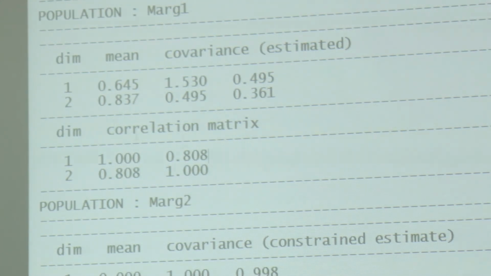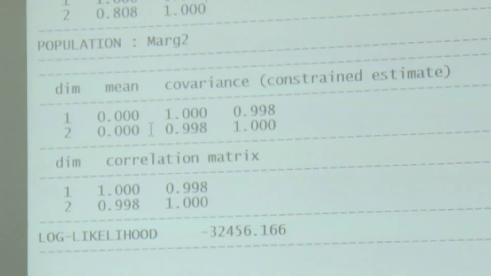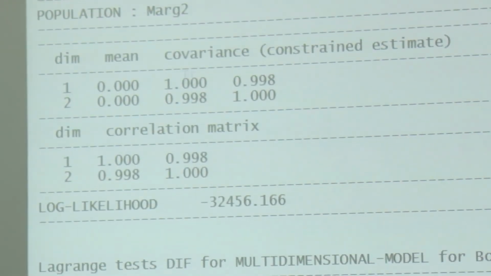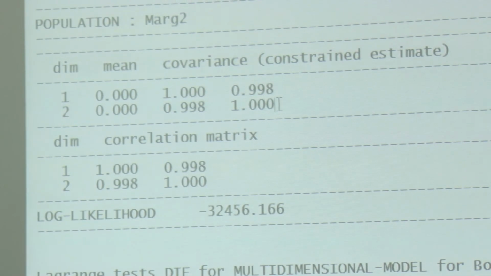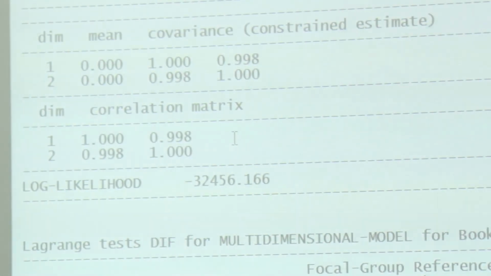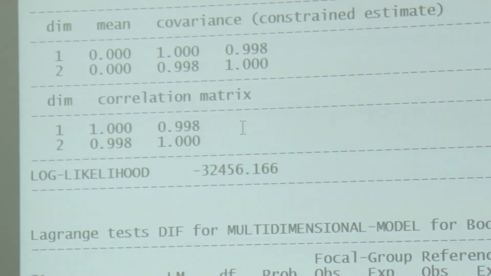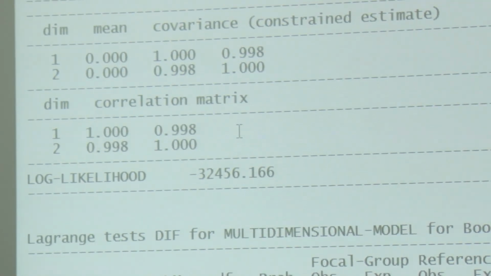Yeah, and here the same story for the boys. So for the boys, the mean is fixed to 0. And secondly, the covariance matrix is constrained to a correlation matrix in order to identify the scale. And then you see that the correlation for the boys is higher between the two latent dimensions. And also the boys have a lower value of ability on the two latent variables.